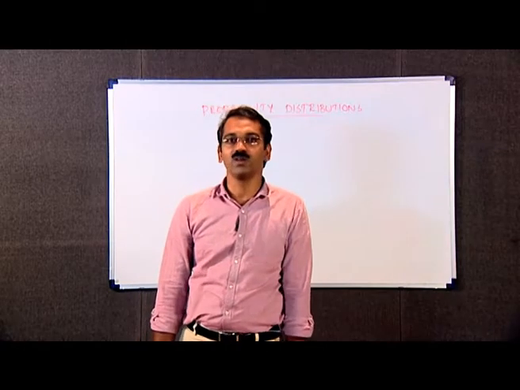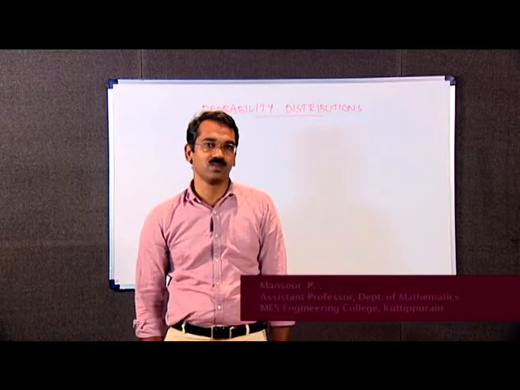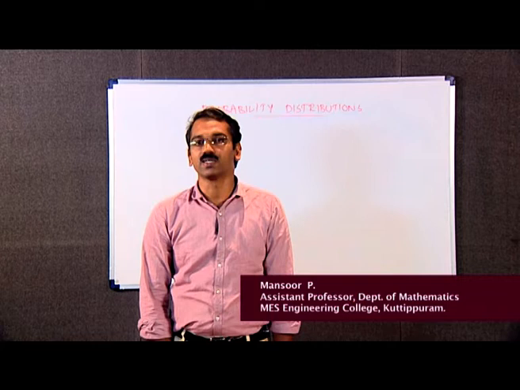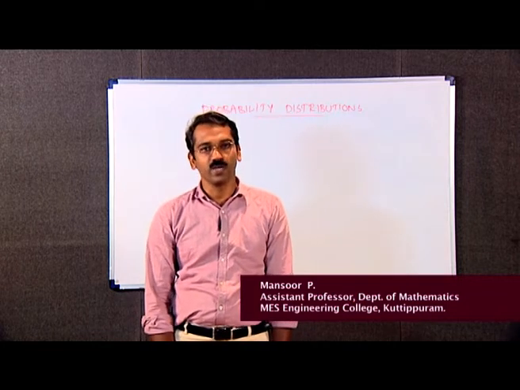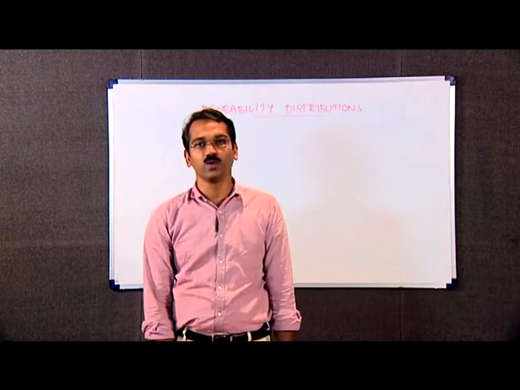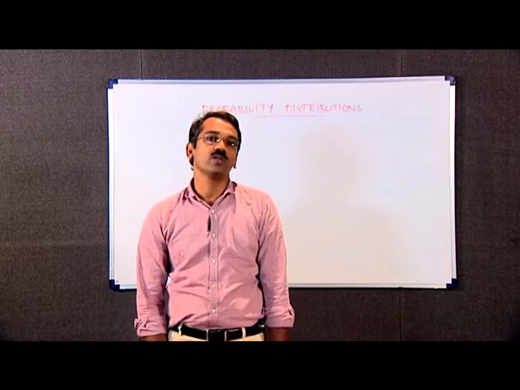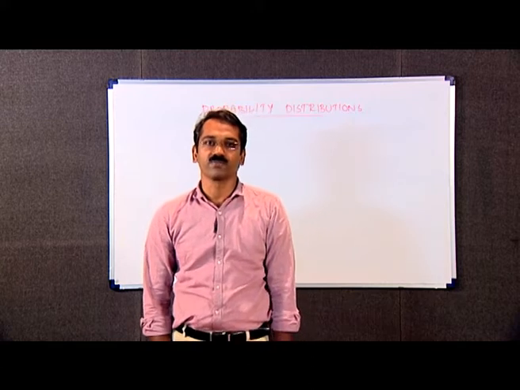Welcome to this session on probability distributions. Probability is the measure of the likelihood that an event will occur. It is quantified as a number between 0 and 1, where 0 indicates impossibility and 1 indicates certainty.